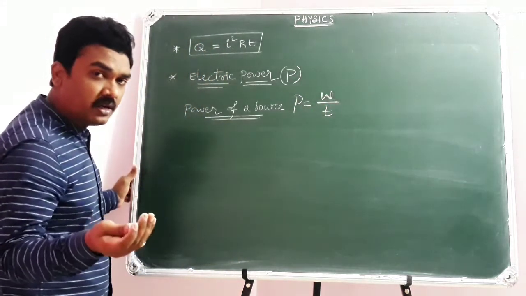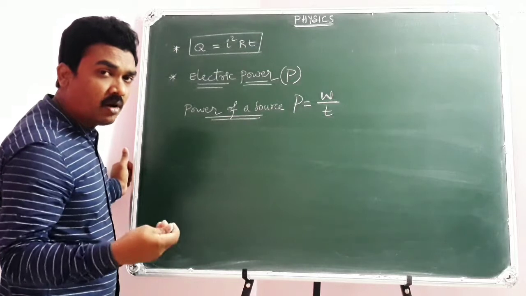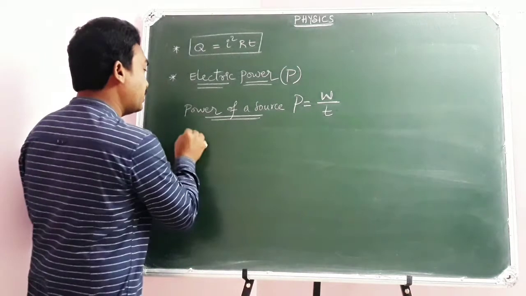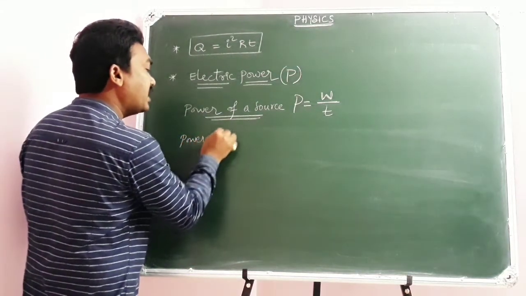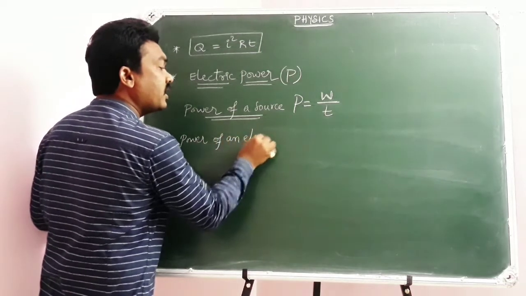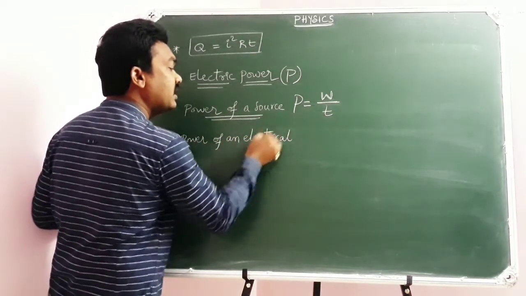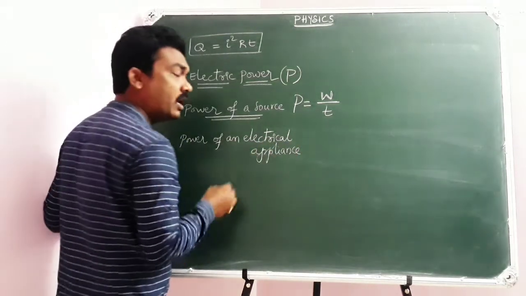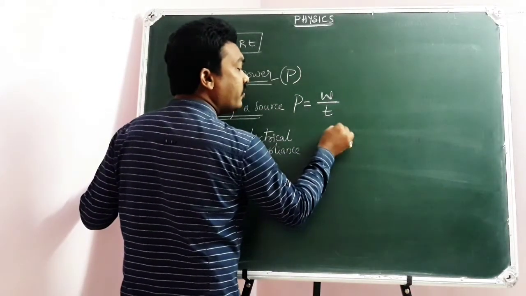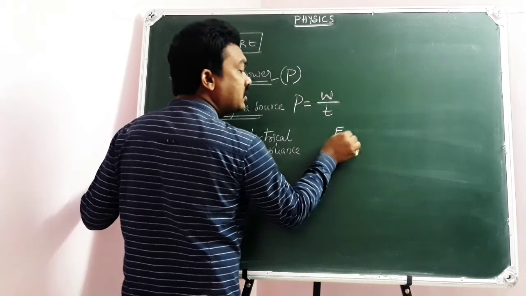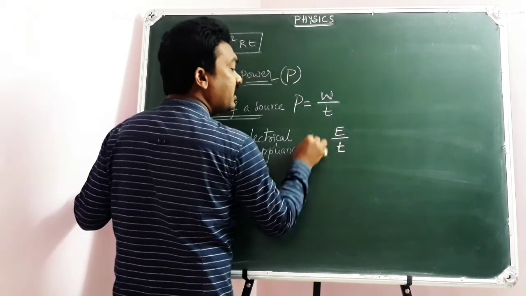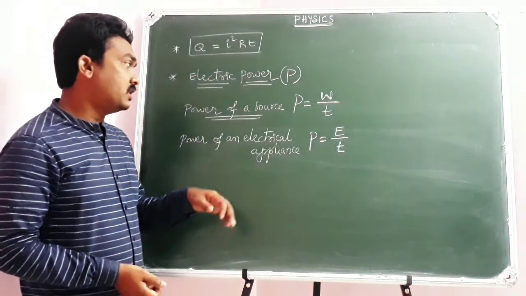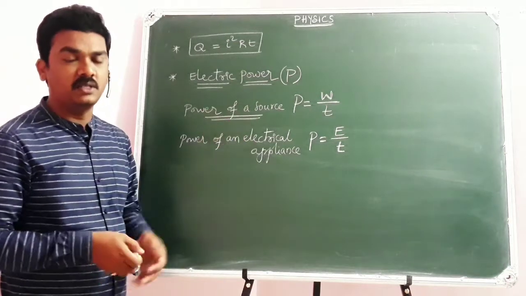But if I am going to explain the power of an electric bulb or the power of an electric cooker, that is different. Because while talking about an electrical appliance, the appliance will consume electrical energy. So while talking about the power of an electrical appliance, we have to say that the amount of electrical energy consumed per unit time will be its power. So the assessment of power is different from a source to an electrical appliance.